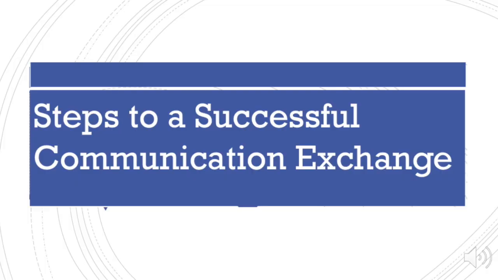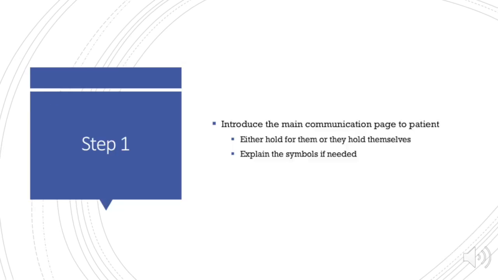Now that we've seen the video, we will talk about the steps to you becoming a successful communication partner. Step number 1 is to introduce the main communication page to the patient. This will be the first page of the communication book, and it is labeled on the back. Note that the patient may not be able to hold the book and point to the symbols by themselves, so you may have to hold the book for them so that they can point to the symbols.